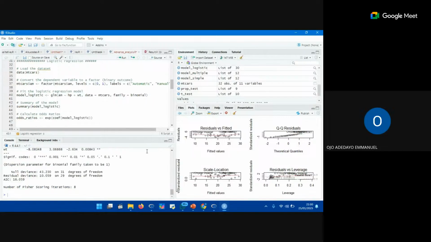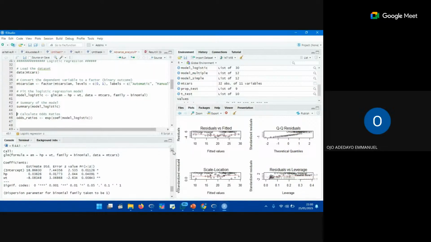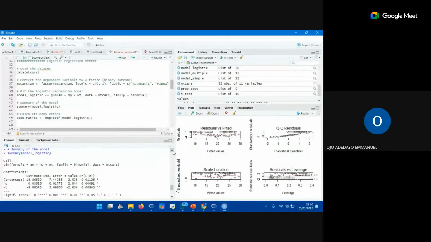Now we have the summary of the model here. If you look at the summary of the model, there is a positive relationship between the horsepower and the outcome. Then there is a negative relationship between the weight and the outcome.